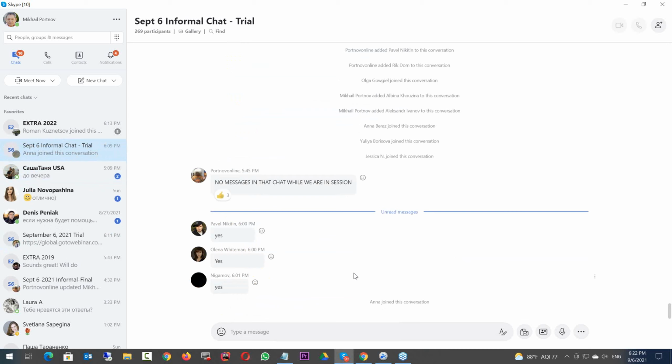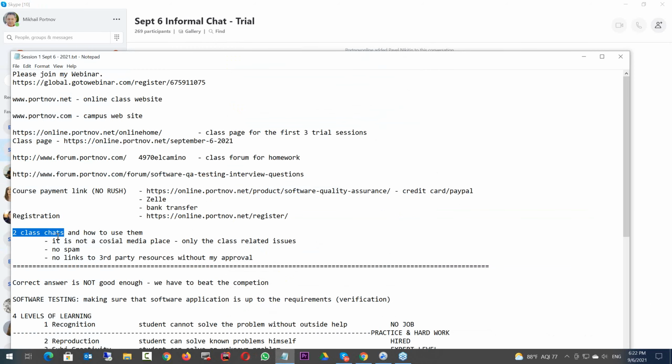What's important here? Both chats. Let me go to the file. Oh God.